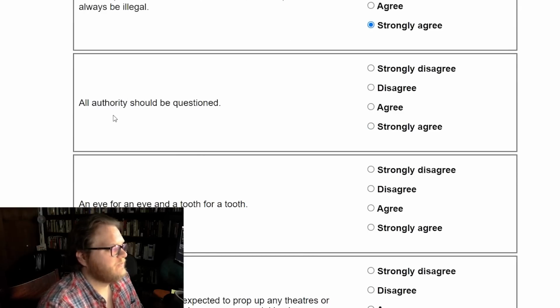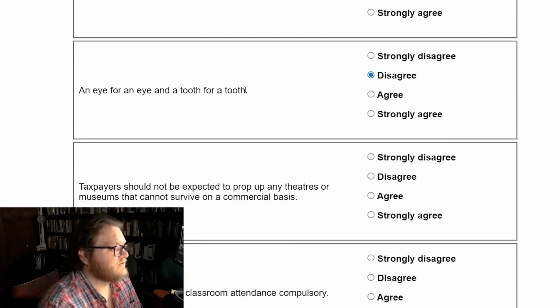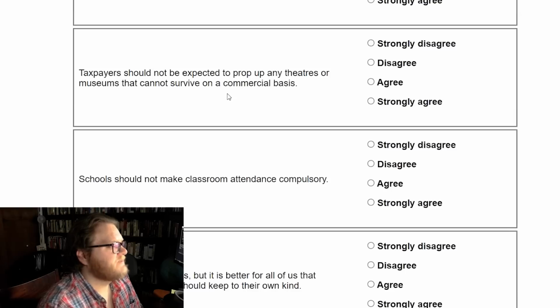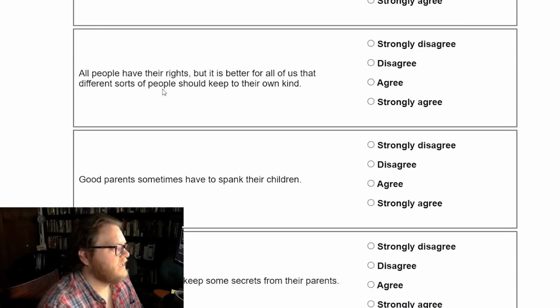All authority should be questioned. Mildly agree. An eye for an eye and a tooth for a tooth. Mildly disagree. Taxpayers should not be expected to prop up any theaters or museums that cannot survive on a commercial basis. Strongly agree. Should schools not make classroom attendance compulsory? Mildly agree. All people have their rights, but it is better for all of us that different sorts of people should keep to their own kind. Strongly disagree. That just sounds like racism.